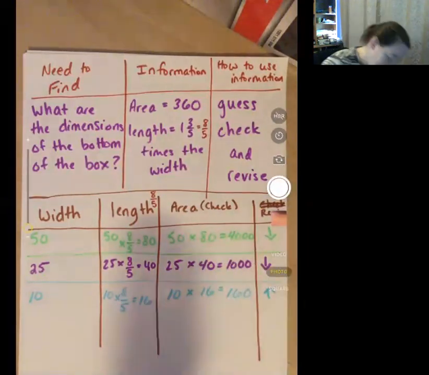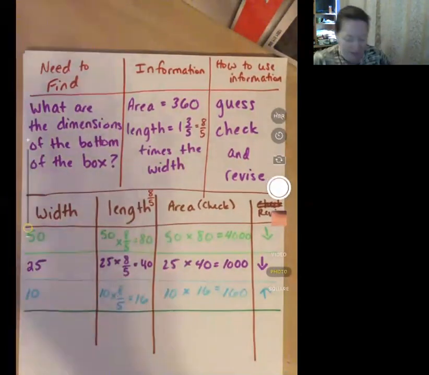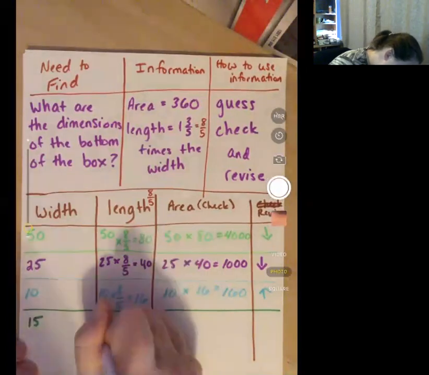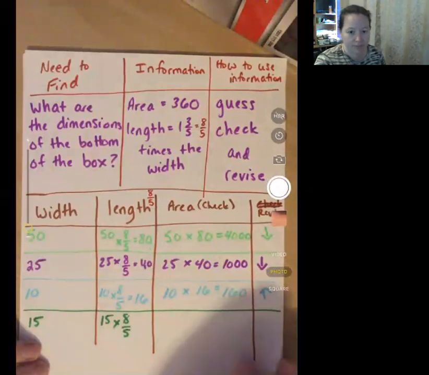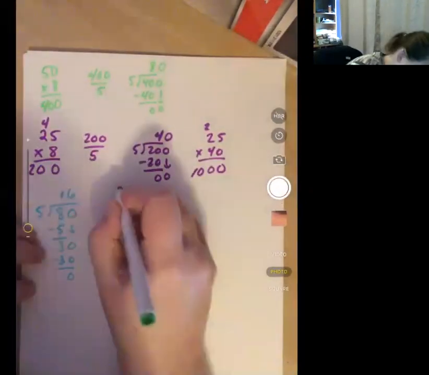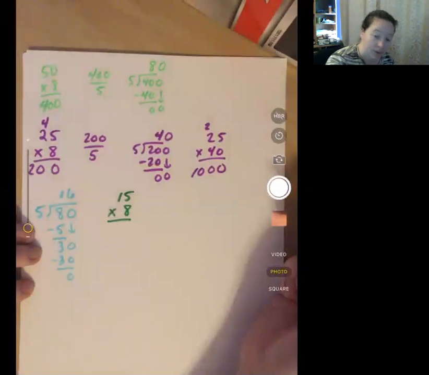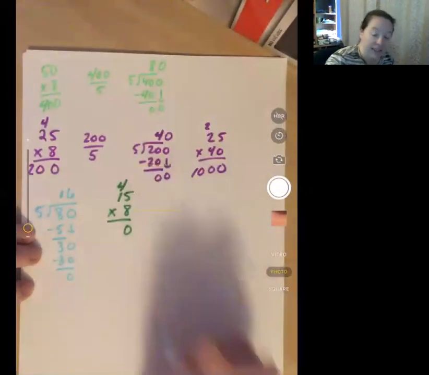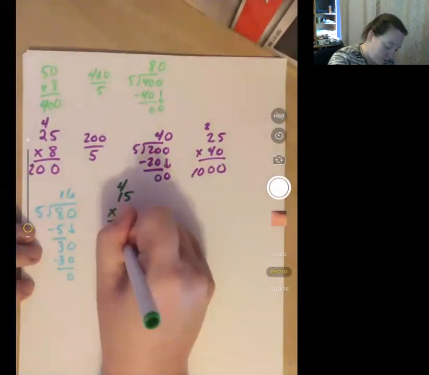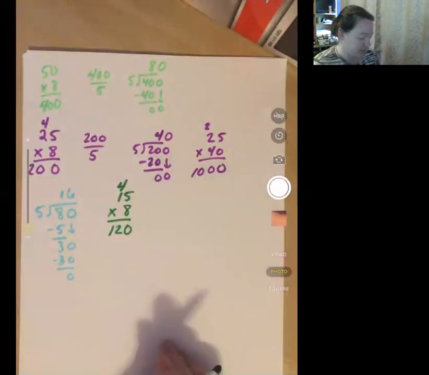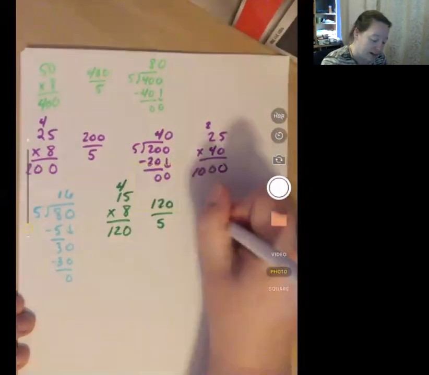Let's try another one. Let's try 15. Let's see if we can have it in the middle there. So I now have 15 times 8 over 5. 15 times 8. 5 times 8 is 40. 8 times 1 is 8 plus 4, which is 12. So that gives me 120 over 5. I know I can divide that out evenly.